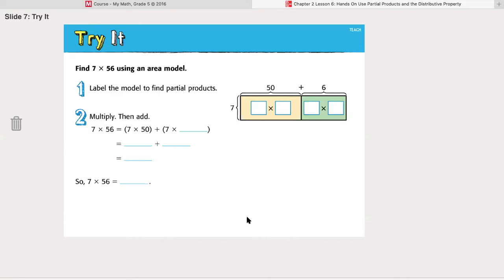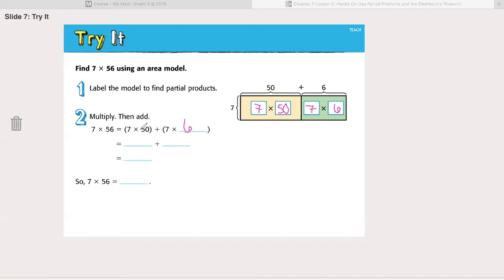Step 1, label the model to find partial products. Right? So in the tens place, we have a 5, so the value of that digit is 50. In the ones place, we have a 6. So the value of that digit is 6. Now, 7 times 50, here we are multiplying 7 times 50, and here we are multiplying 7 times 6.